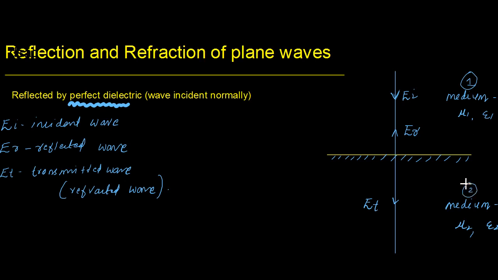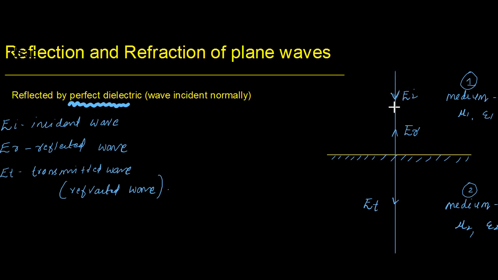Medium 1 and medium 2 have different dielectric permeability constants. So here we can see that mu1 and epsilon 1 are the permeability and permittivity of medium 1, whereas mu2 and epsilon 2 are the permeability and permittivity of medium 2. EI represents the electromagnetic field intensity of the incident wave. It is incident normal to the plane. So this is the plane, and this plane directly separates these two media.